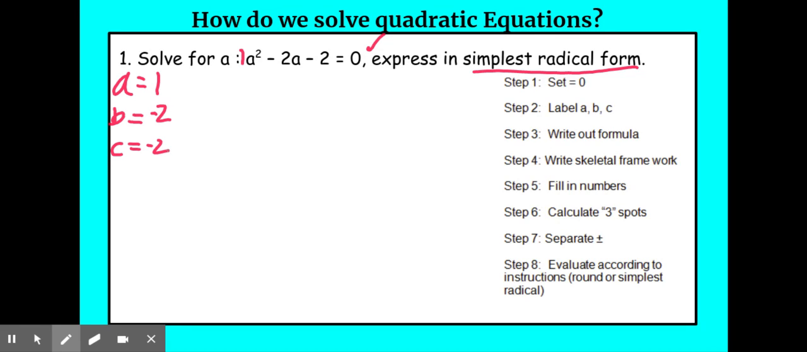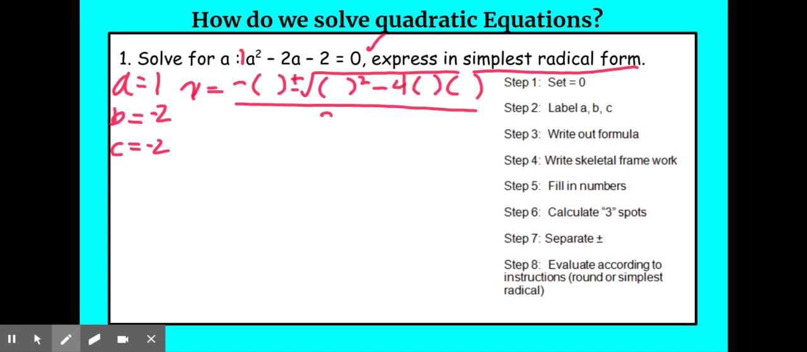So then the next step is write out your formula, which is x equals -b plus or minus the square root of b squared minus 4ac all over 2a. And you just need to put the skeletal framework, which means -b plus or minus the square root of b squared minus 4ac all over 2a. Now, the skeletal framework is purposely there so we don't make mistakes and we just fill in the right numbers.